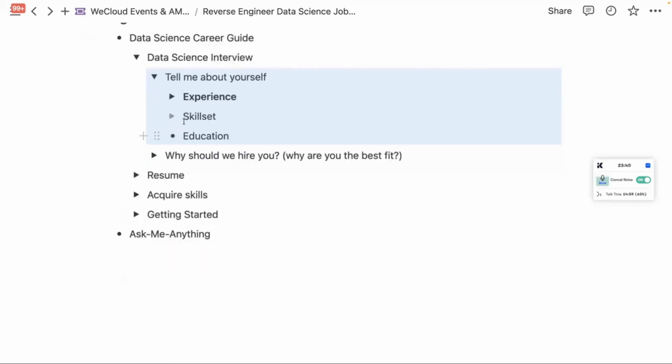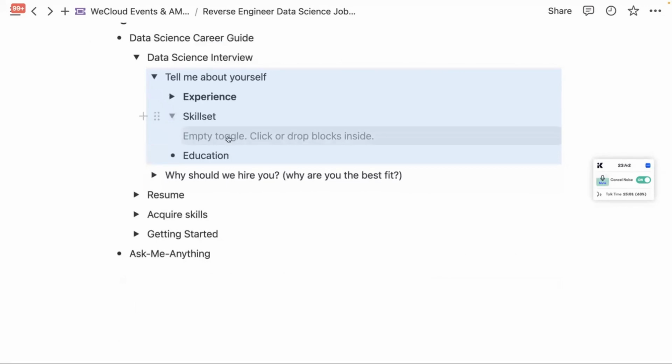So experience is the most important, followed by skill set, right? And obviously you need to have the relevant skill set. If they're looking for 5 key skills and you only have 2, then you're much less likely to get an interview, right? It's hard to pass the screening stage.